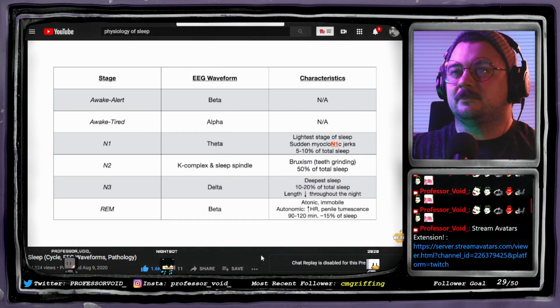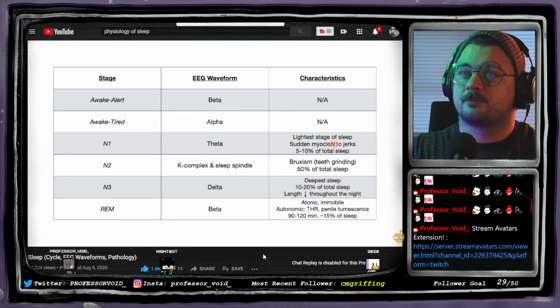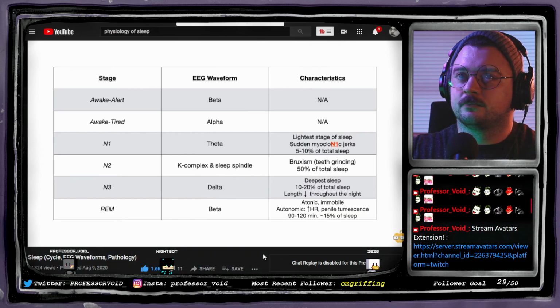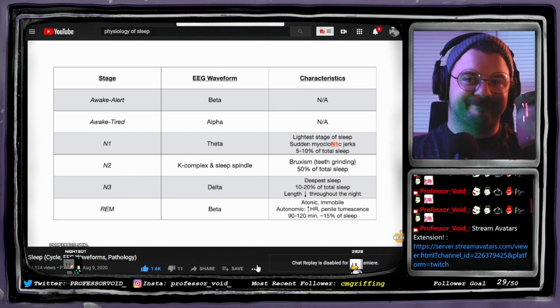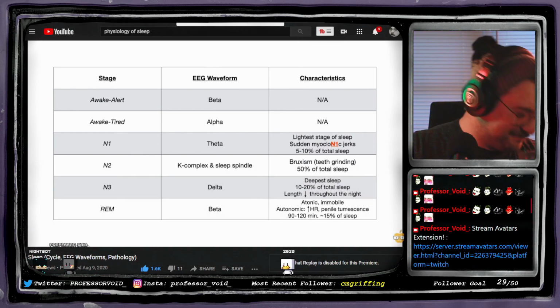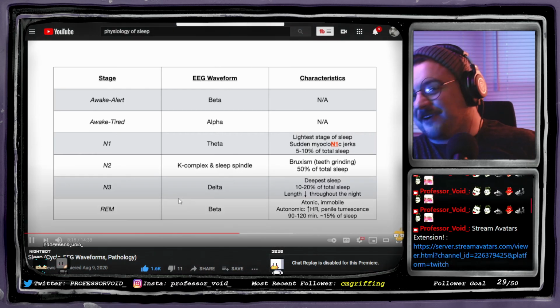And one of the ways that you can remember this is that REM sleep has beta waves. And if you want to remember that, you can remember that in addition to beta waves, REM sleep has boners. So the B for beta, the B for boner. It helps you kind of tie all that.